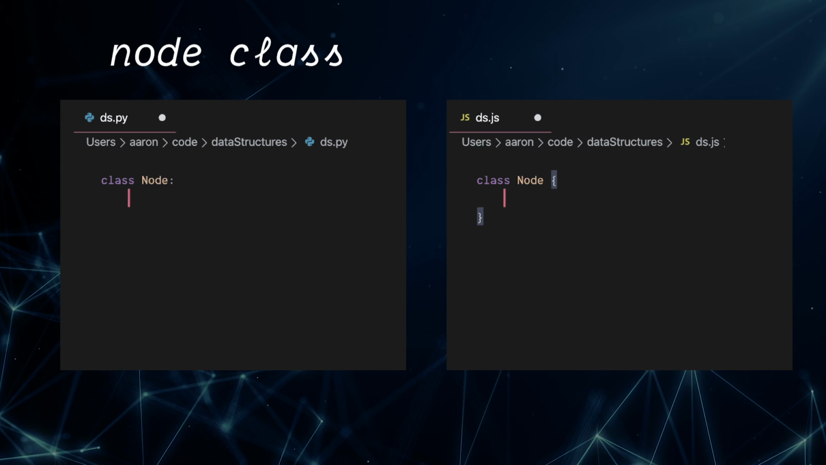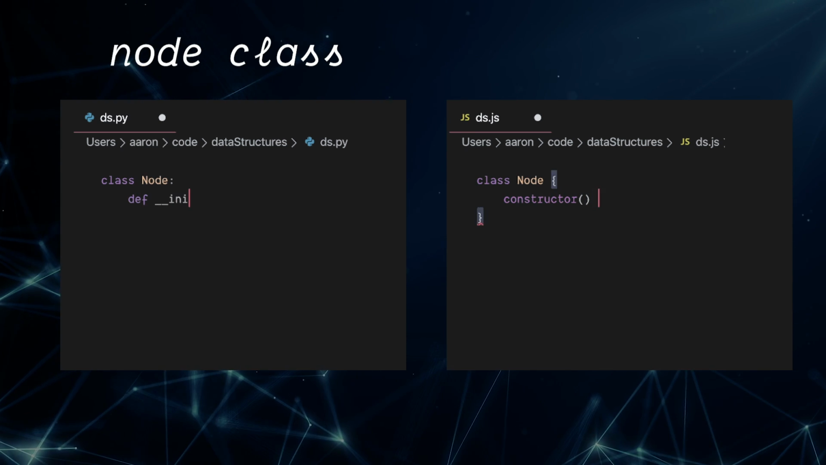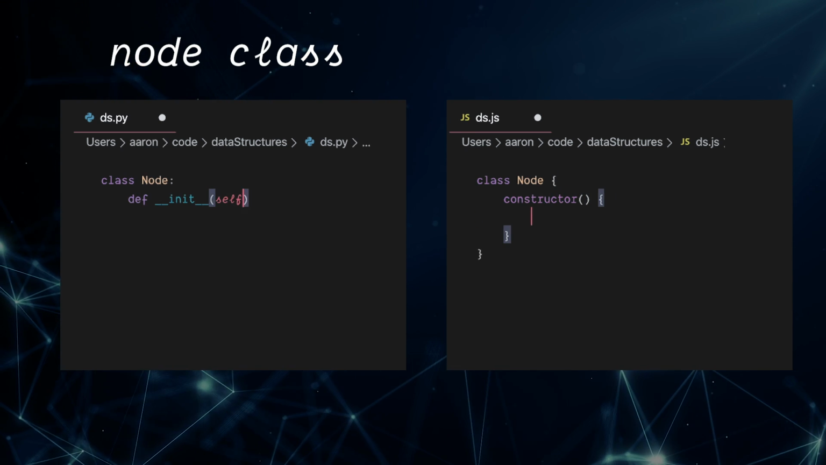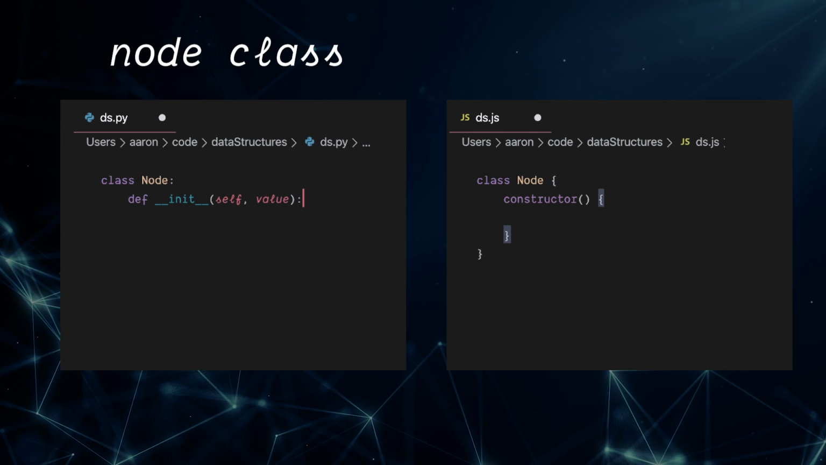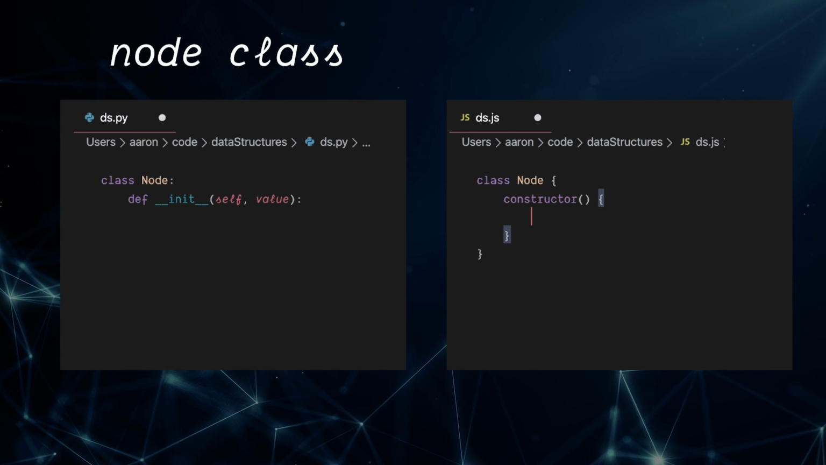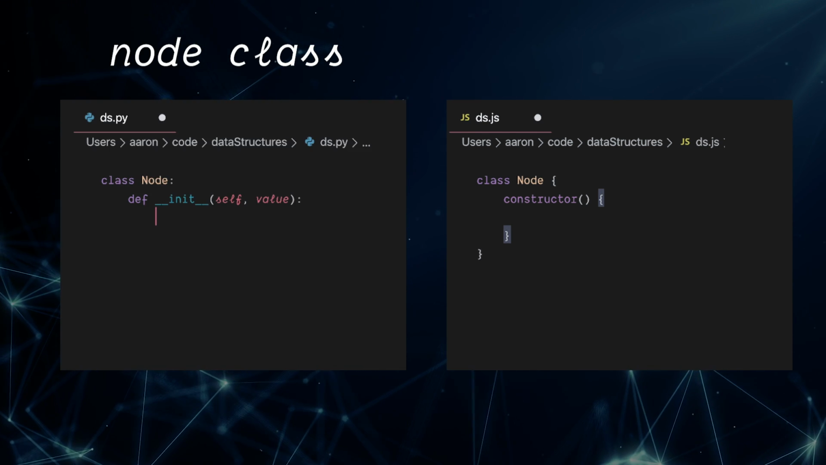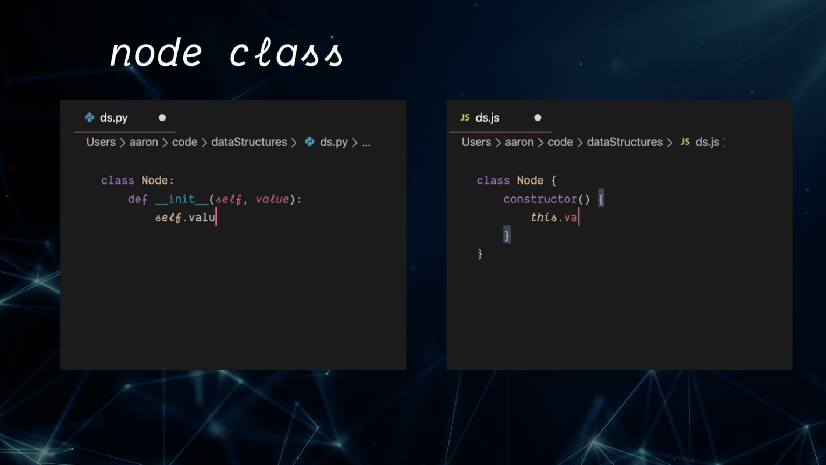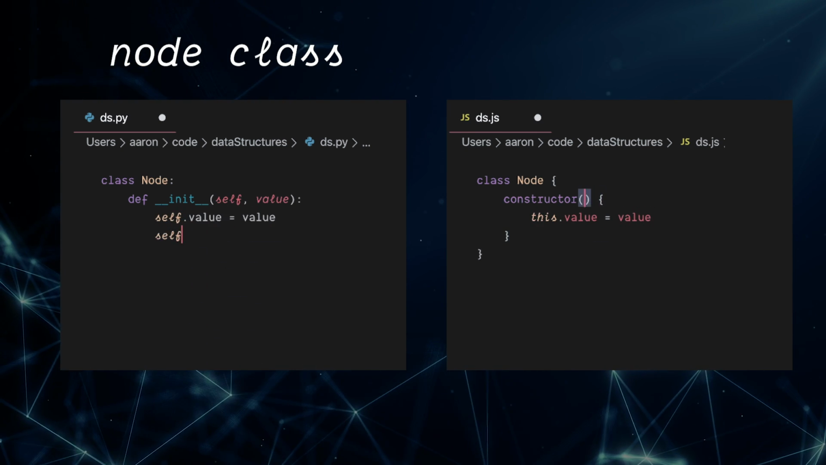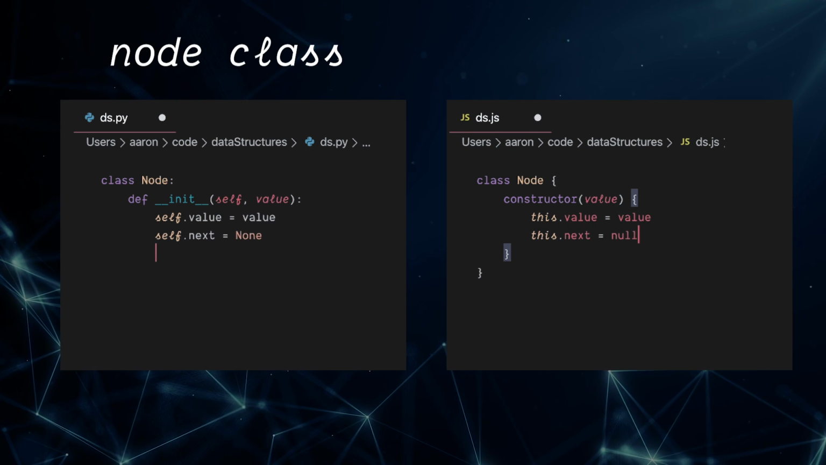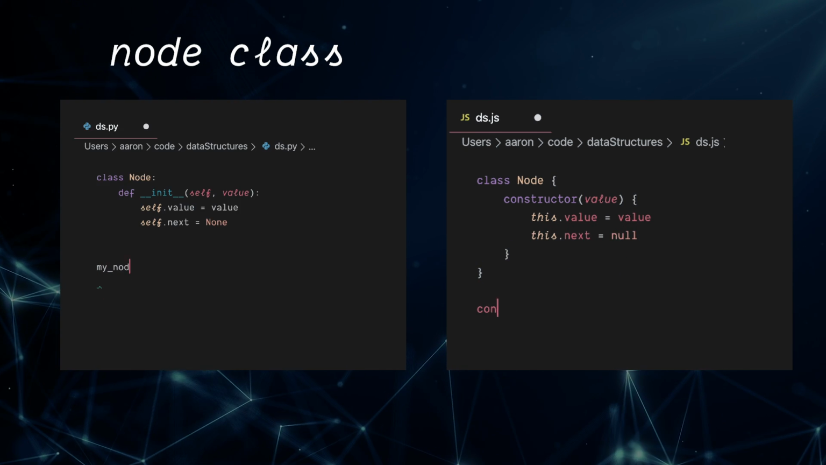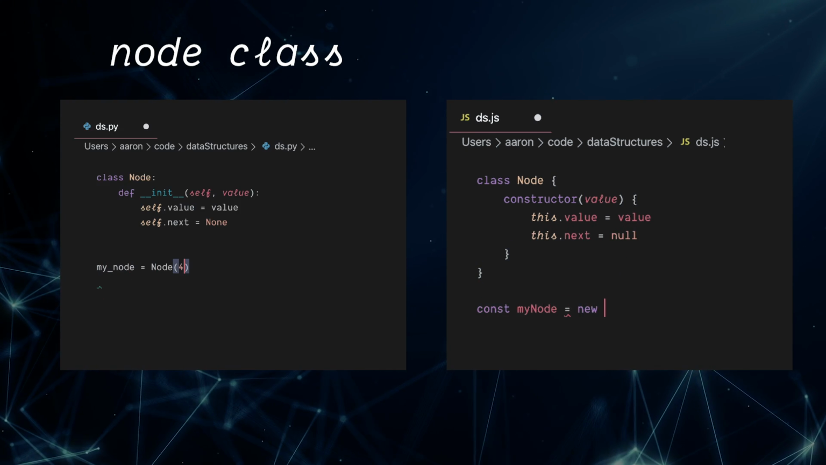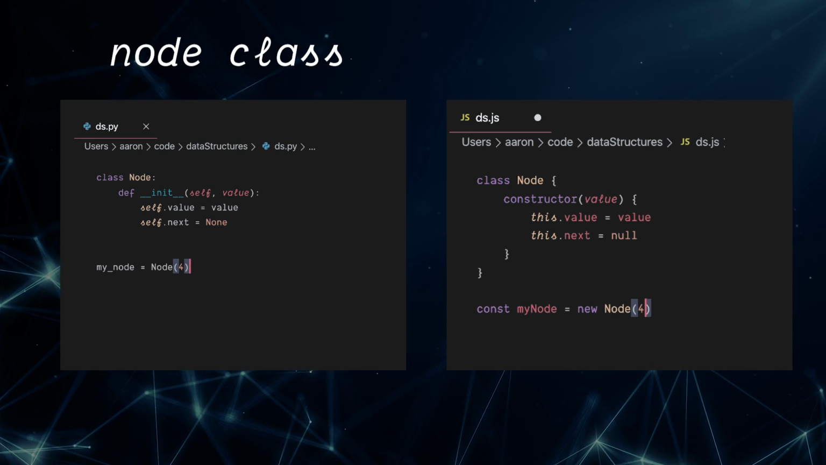Classes always have an init or constructor function, which tells the class how to set things up. There also needs to be a way for the object to reference itself, which we'll use the self or the this keyword to do. To tie this all together, if we want to create a node with value 4, we have to set self.value to 4. We'll also set next to none, meaning this is the tail of a list.